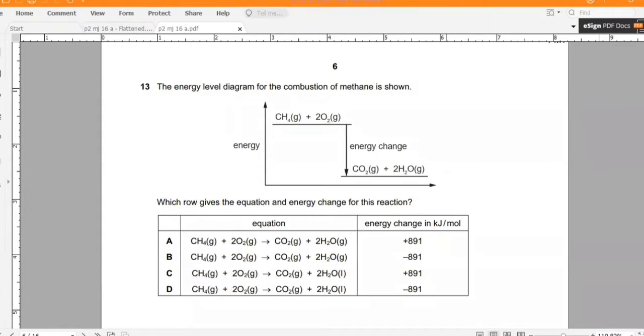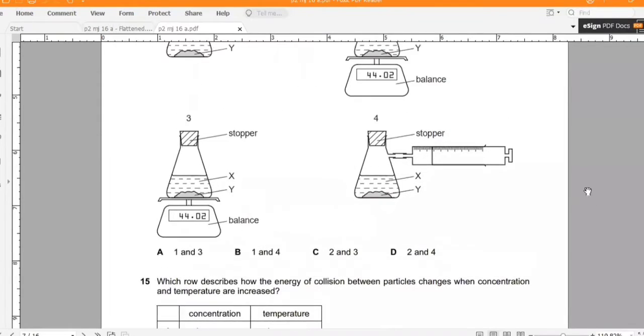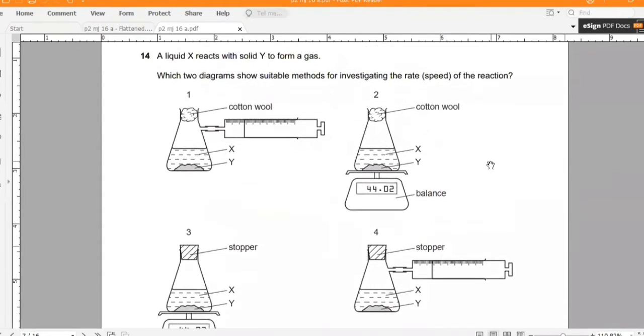Now let me move on to the 14th question. This question comes from chapter 7, rate of reactions. Okay, the chemical reactions chapter. A liquid X reacts with solid Y to form a gas.